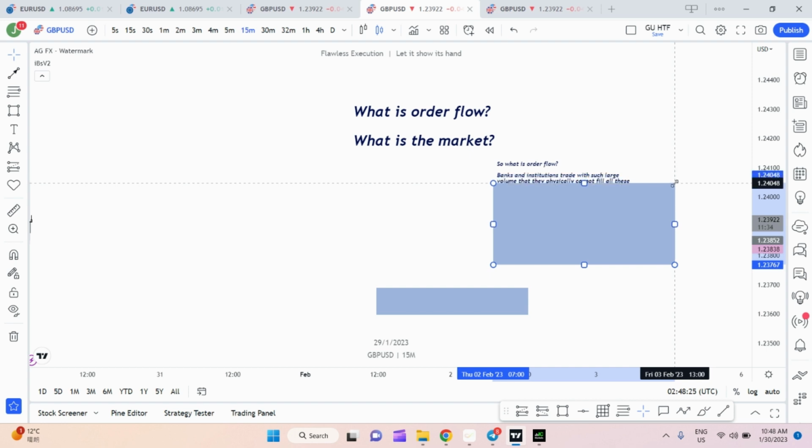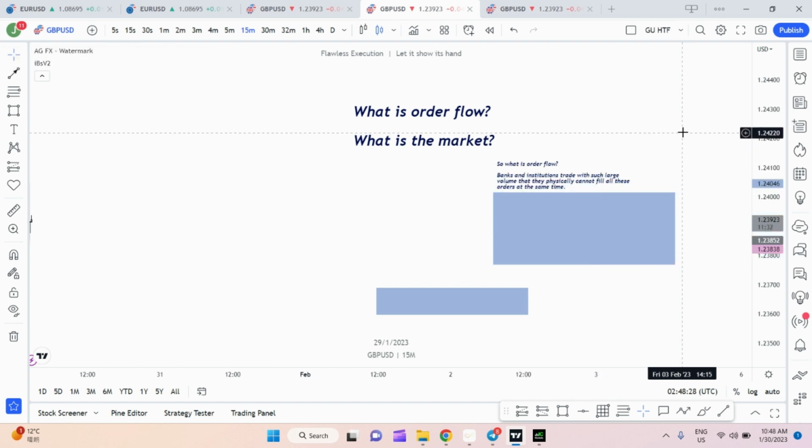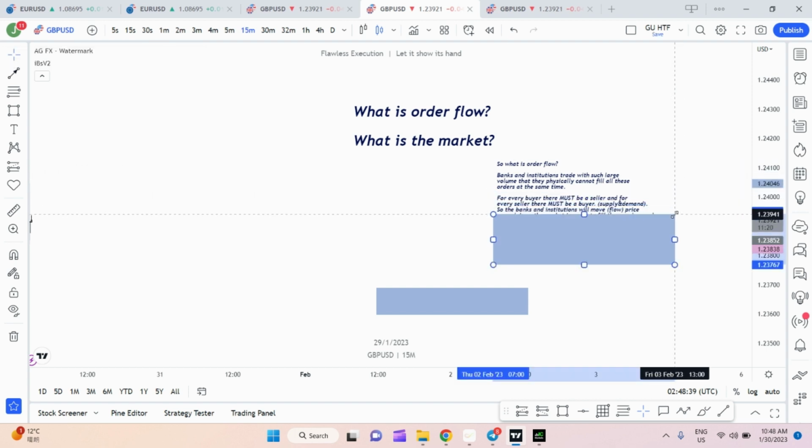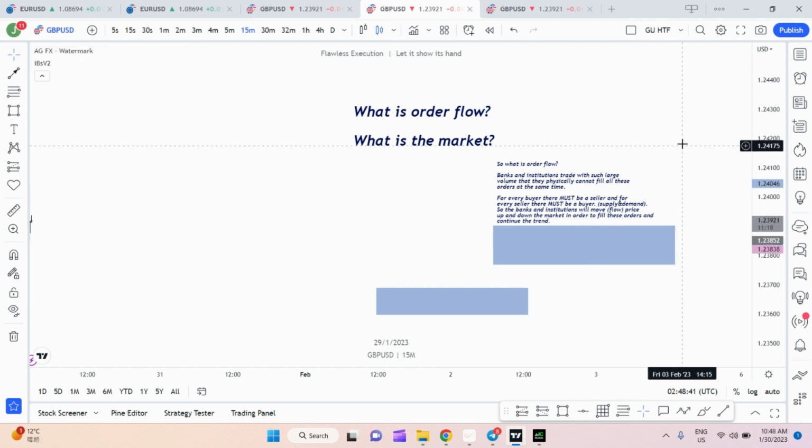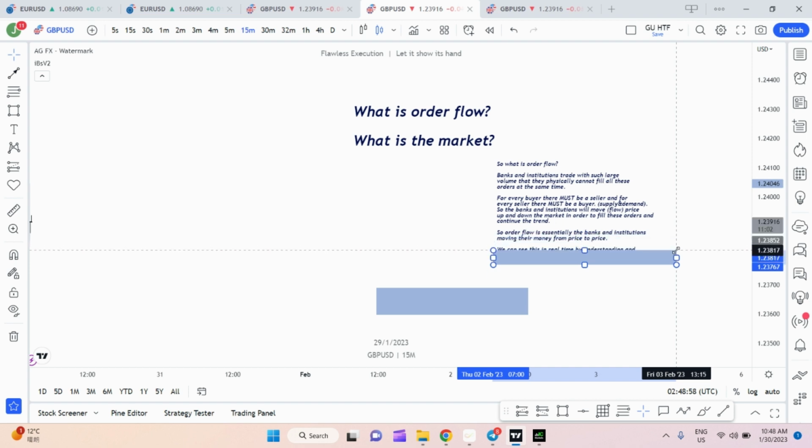So, what is order flow? Banks and institutions trade with such large volume that they physically cannot fill all of these orders at the same time. So they need to use order flow in order to pick up the rest and fill the remaining orders. For every buyer, there must be a seller, and for every seller, there must be a buyer. This is basic supply and demand knowledge. So the banks and institutions will flow the price up and down the market in order to fill these orders and continue the trend.